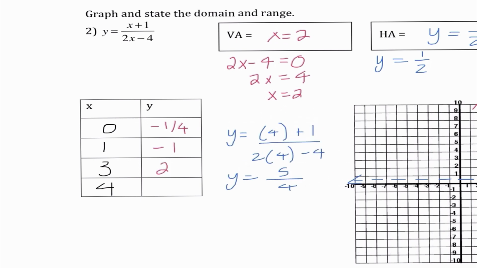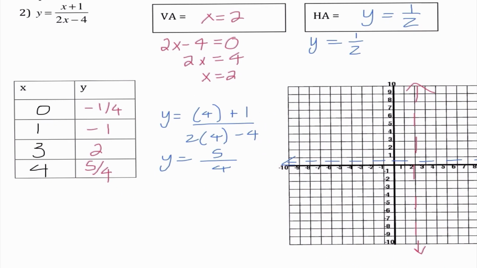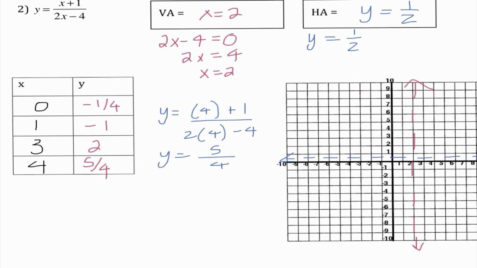Lastly, I'm substituting in 4. So I'm getting (4 plus 1) over (2 times 4 minus 4). So I get 5 over 4, which is going to be my y value. Now we're going to plot these ordered pairs. I have (0, negative 1/4) and (1, negative 1). I can see that this portion is looking something like this. For the second part I have (3, 2) and (4, 5/4), so I'm going to plot that as well.